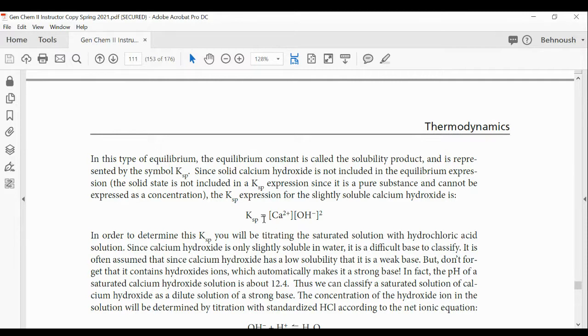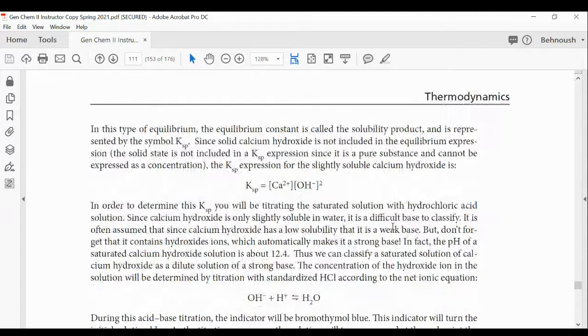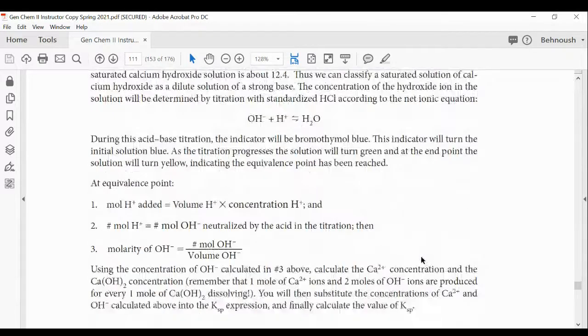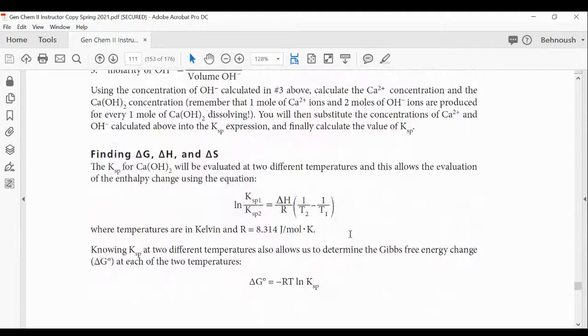And if you increase the temperature, you can do a titration at the high temperature, and you find the KSP value at a second temperature, a high temperature and a low temperature. When you have the values for KSP at two different temperatures, then you are using this formula right here. At this point, you're just going to have to copy the formula and use it until it's covered in lecture.